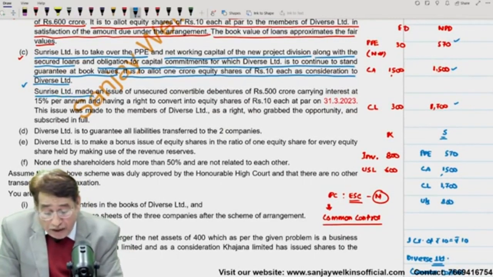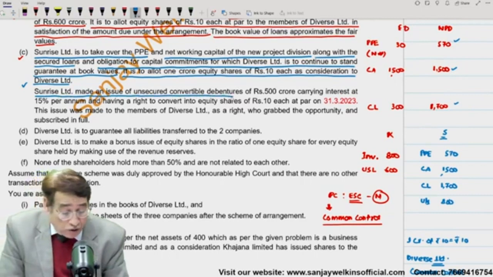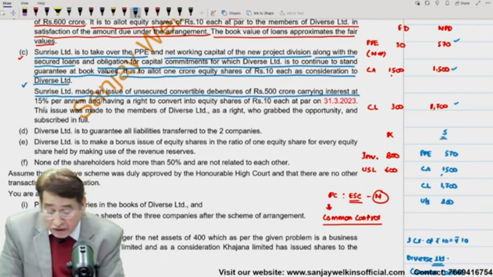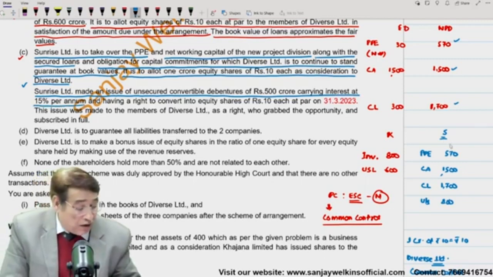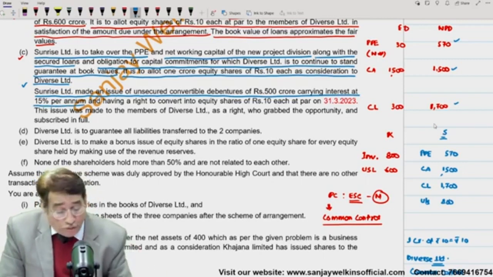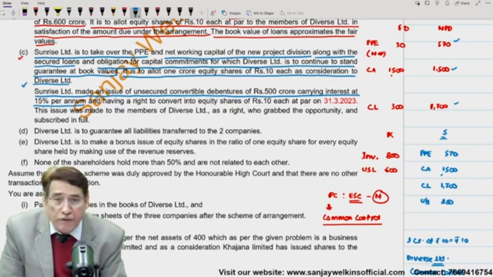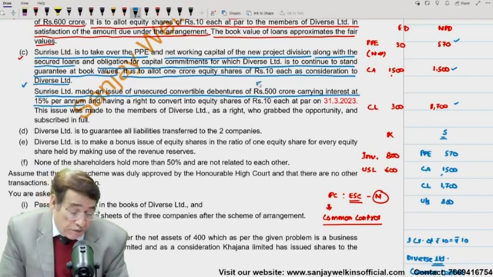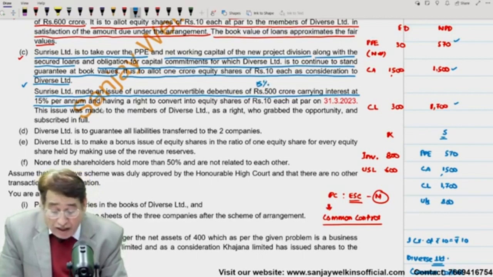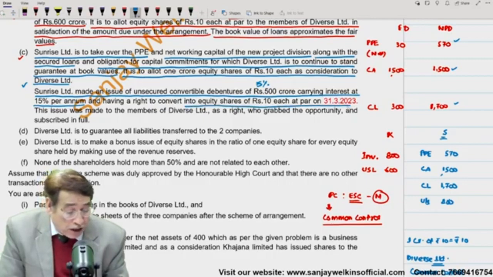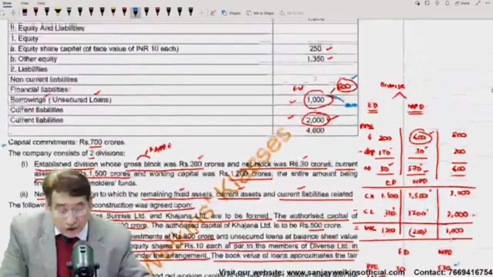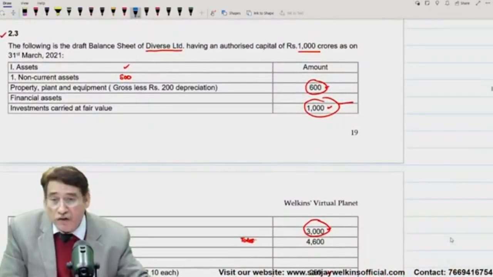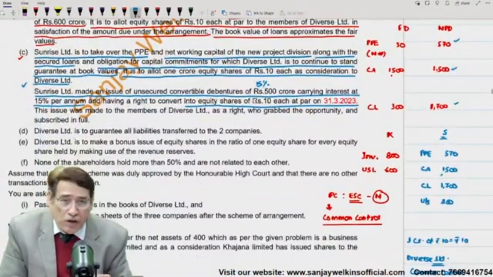Sunrise Limited made an issue of unsecured convertible debentures of 500 crore carrying interest at 15% per annum. Now, Sunrise Limited, the new company, made an issue of debentures worth 500 crore, carrying interest of 15% per annum. That means these debentures are 15% debentures. And these debentures have a right to get themselves converted into equity shares of 10 each at par on 31st of March 2023. Now the balance sheet date is actually 31st of March 2021. After 2-3 years, you can get these debentures converted into equity shares.